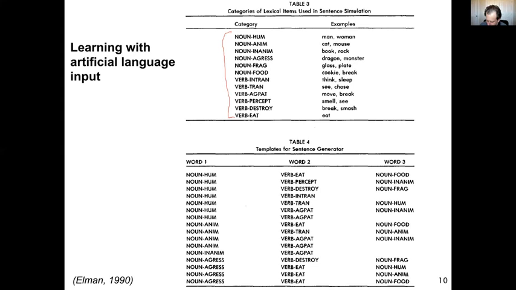And then there were sentence templates. So for example, one template was that a human would eat some kind of food. Another would be that an animate noun would perform some transitive verb on some other animate noun. An aggressive noun might destroy some fragile noun and so forth. This is really just a toy, fun example. But it turns out that you could learn very interesting things in a simple recurrent network approach with this kind of model.